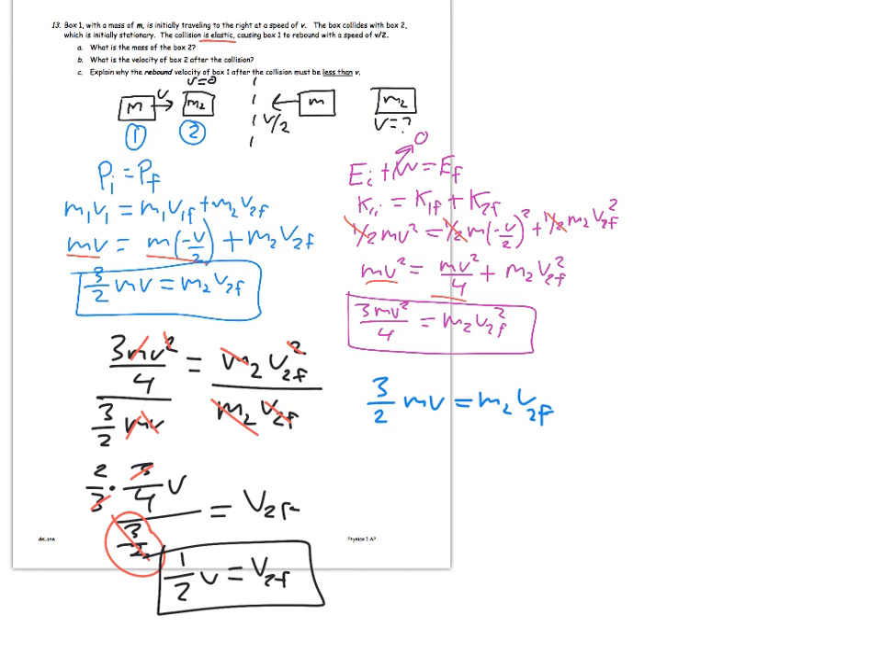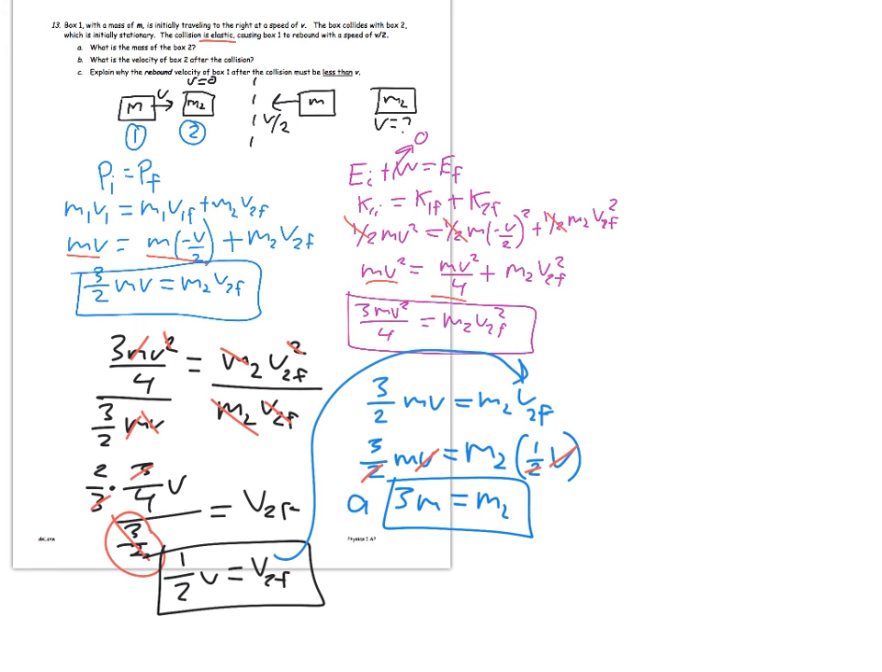Now that I have that, I'm going to substitute that back into this equation for my momentum that I had up here. And so 3 halves mv is going to be equal to m2 times 1 half v. The v's end up canceling out. The 2's on the bottom end up canceling out. And I find that 3m is just equal to m2. So here's my answer to part A. My answer to part B I actually had already found, which was 1 half v.